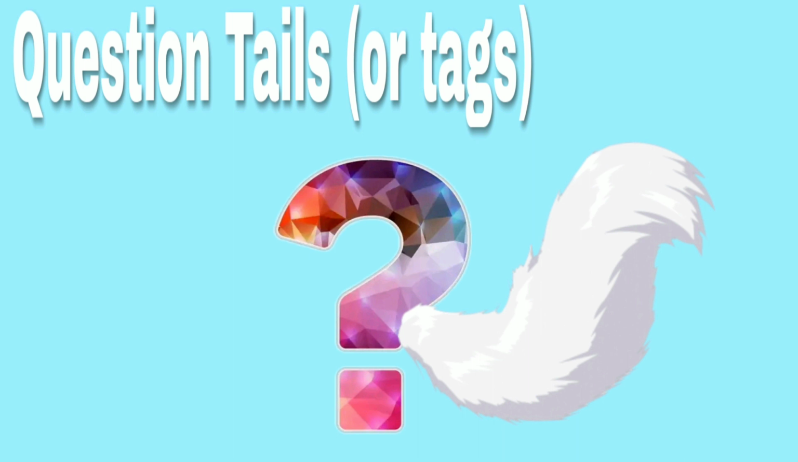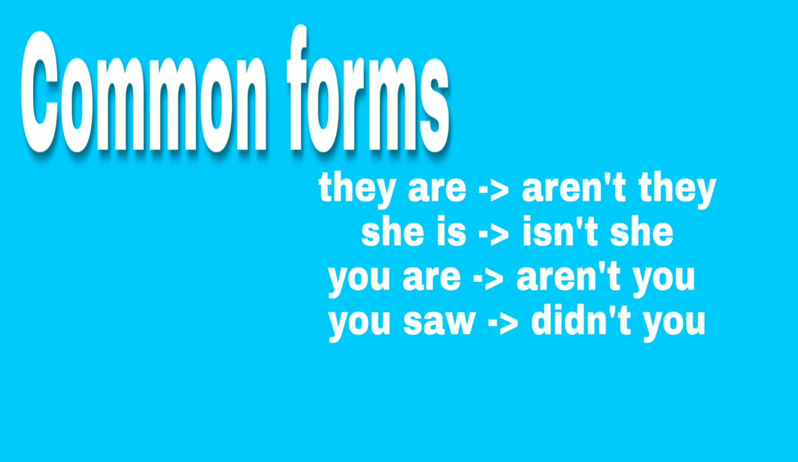They actually refer to the verb used in the clause before as well as the subject, normally a noun or personal pronoun. Most of the time, you will reverse the order of the pronoun, a word like he, she, or they, with a verb. This could be a traditional verb, something like play, or maybe a verb like will or do. Then you'll add a negation. Common forms of question tails you will see change from they are to aren't they, she is to isn't she, you are to aren't you, you saw to didn't you.